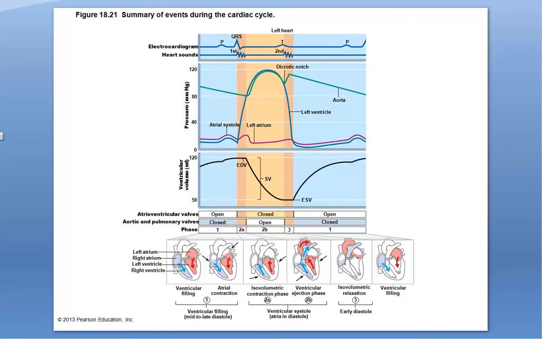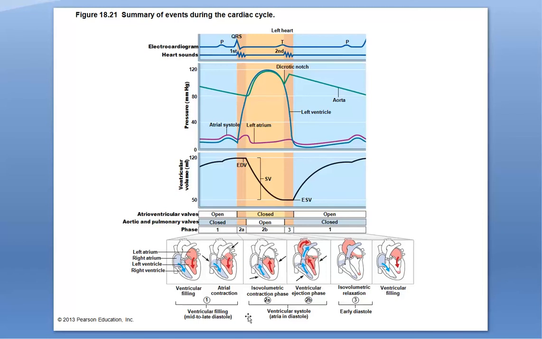During the cardiac cycle, there are three major phases. The first one is ventricular filling. Ventricular filling refers to that phase in mid to late relaxation of the ventricles during which they're filling, and at the very end of ventricular filling, we see contraction of the atria, but that accounts for a minimal flow of blood. Most of the flow of blood into the ventricles during this first phase is due to the pull of gravity on blood from the atria to the ventricles.